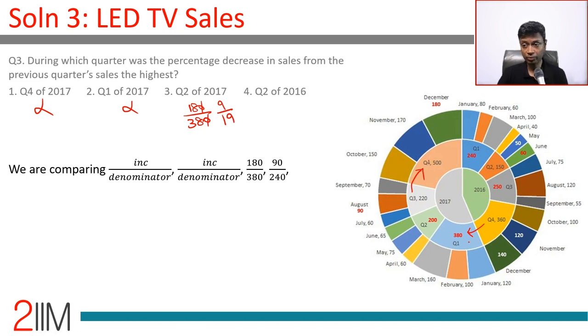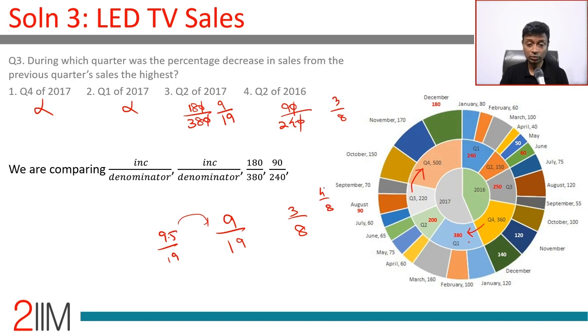Q2 of 2016, here from 240 to 150, a decrease of 90 on a basis of 240. 9 by 24 or 3 by 8. We're comparing 9 by 19 and 3 by 8. 9 by 19 is just less than half. 9.5 by 19 is half. 3 by 8 is also less than half. 4 by 8 is half. Just think about this. 9.5 by 19 to 9 by 19 is a very small drop. 4 by 8 to 3 by 8 is a large drop. So this number is closer to half, and is larger than this.